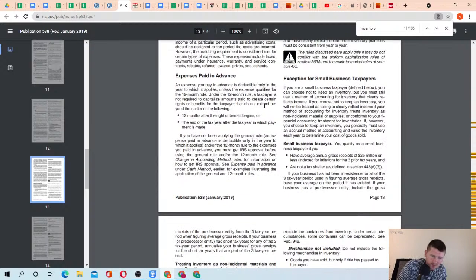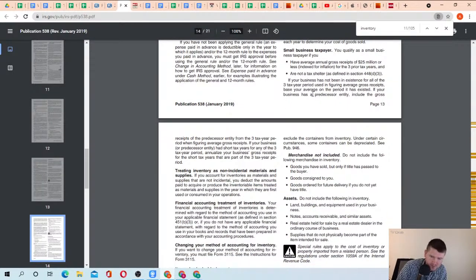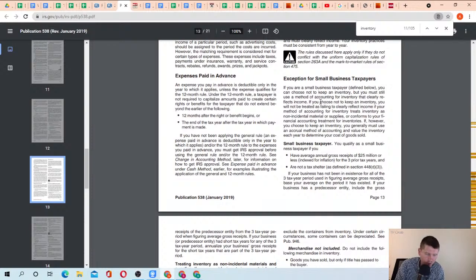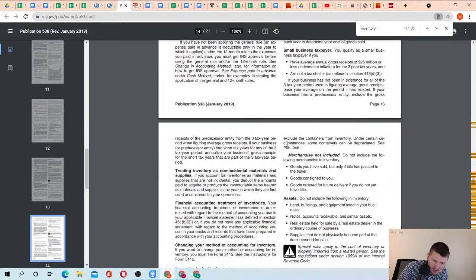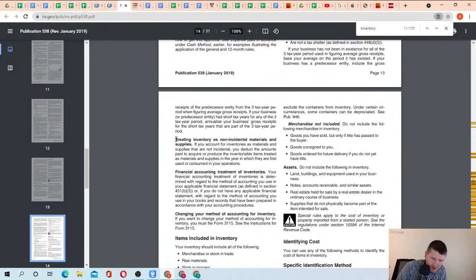So basically, what is happening here is that in most circumstances, IRS wants you to keep inventory and doesn't allow you to expense your inventory when you bought it. But they give you a small exception here. They are giving you a small exception here, treating inventory as non-incidental materials and supplies.